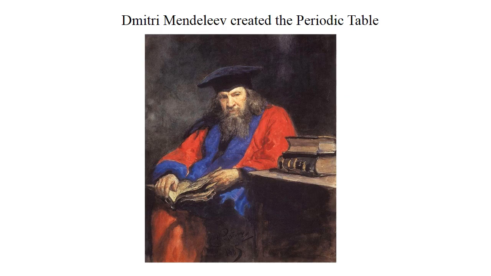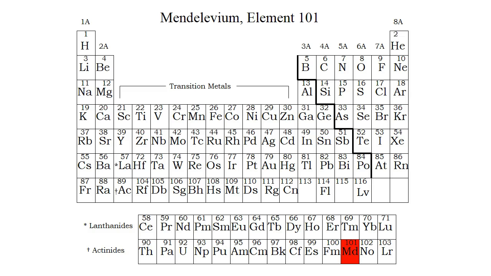The periodic table was developed by Dmitry Mendeleev in 1869. Mendeleev was a Russian chemist. He looks kind of like Rasputin in this picture, so it's easy to remember that he's Russian. Element 101 was named after Mendeleev. We call it Mendeleevium.